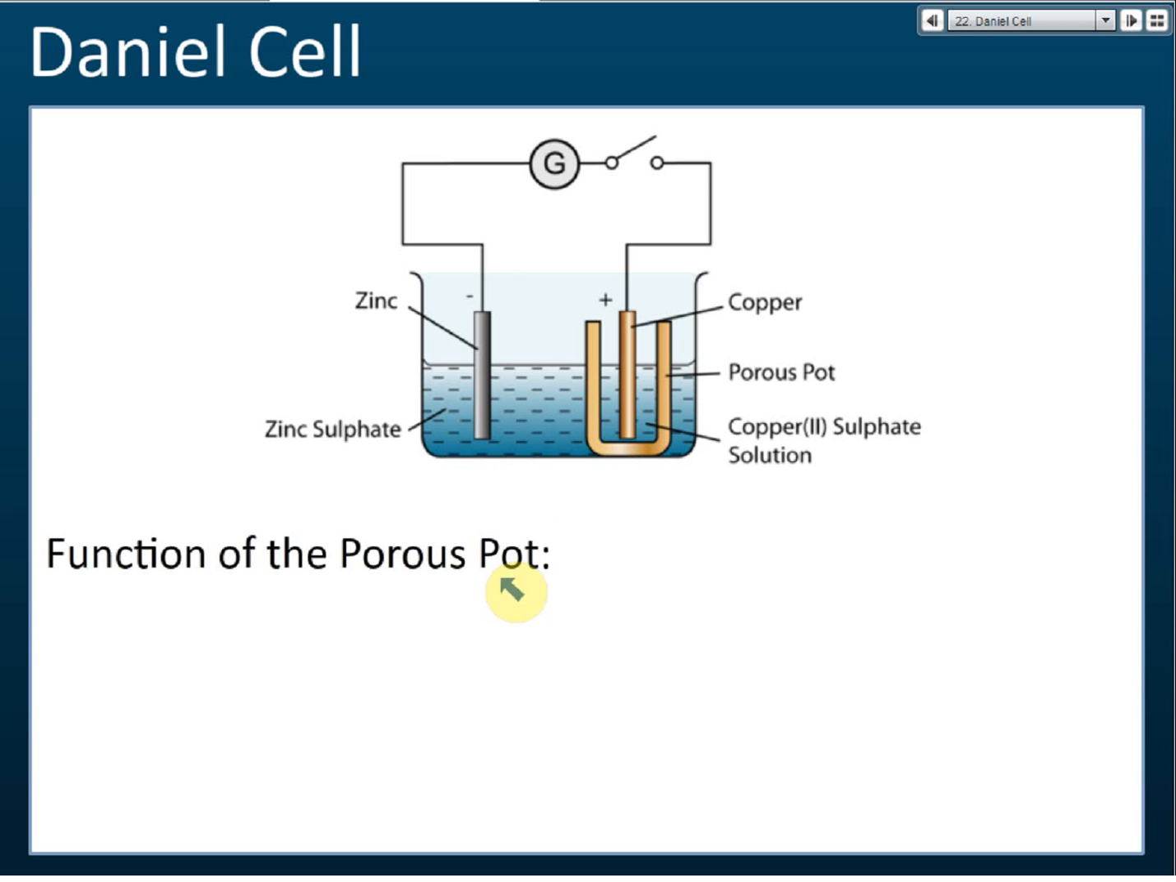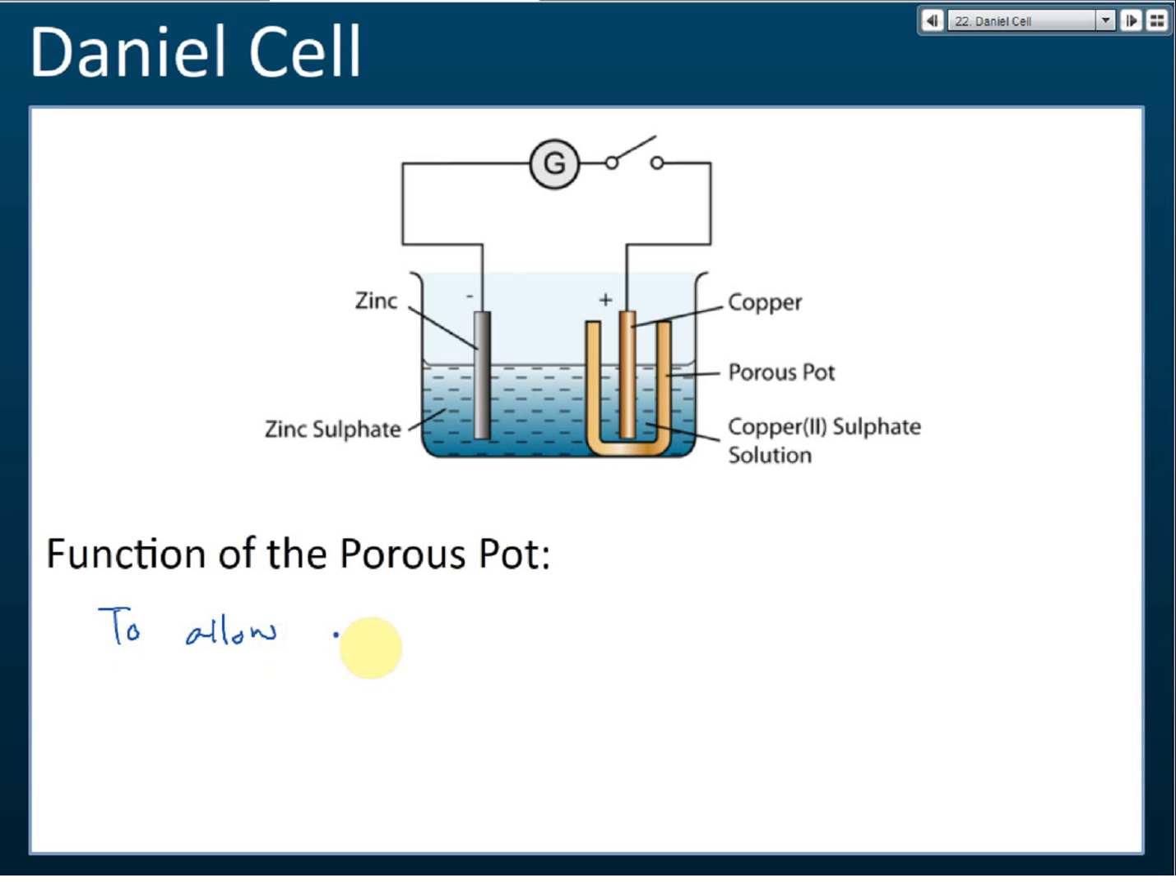The functions of the porous pot. Why do we need to have a porous pot here? The function of the porous pot is to separate these two solutions, because we have a solution here and a solution here, so we must have something to separate them. But why do we use a porous pot and not plastic? You cannot use plastic. We use a porous pot because it has a lot of small holes inside and it can allow the ions to pass through. The ions from this solution can go inside, and the ions from this one can go outside, slowly.